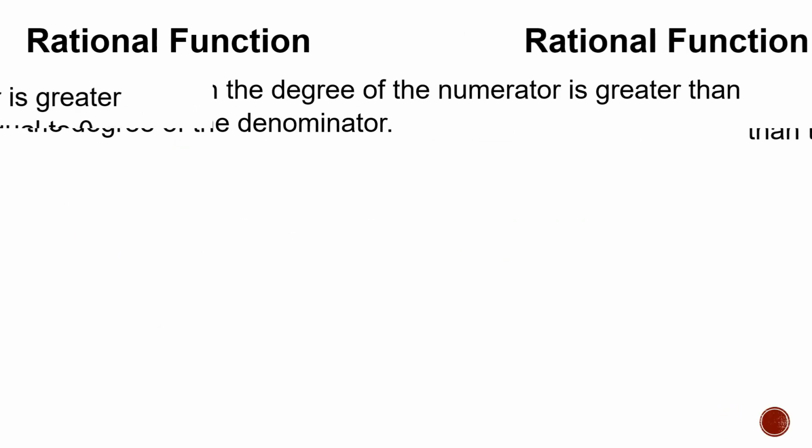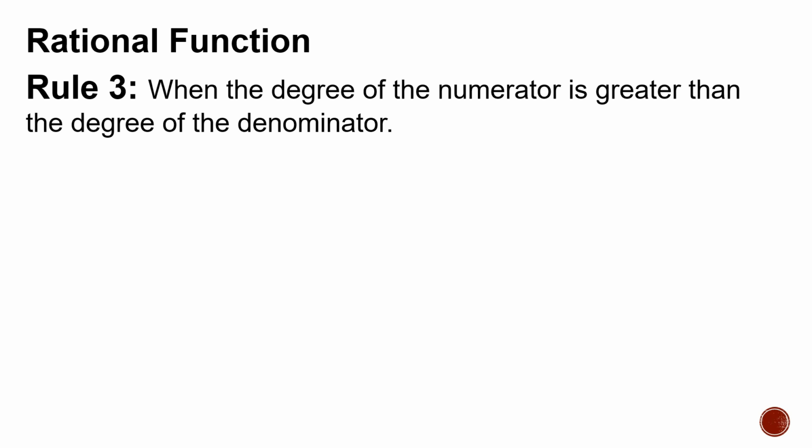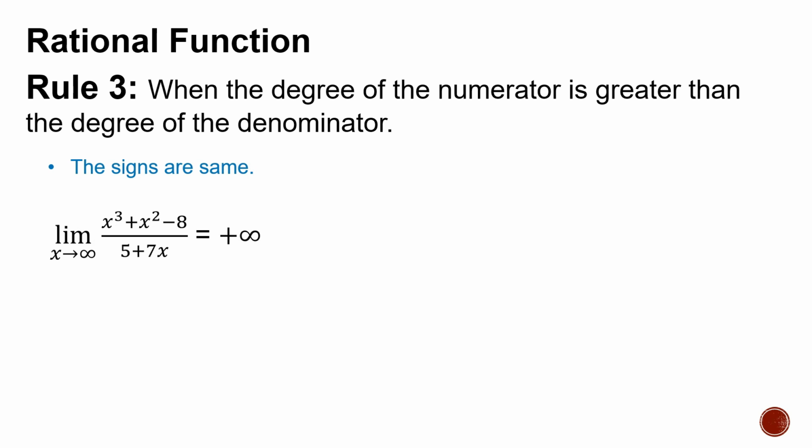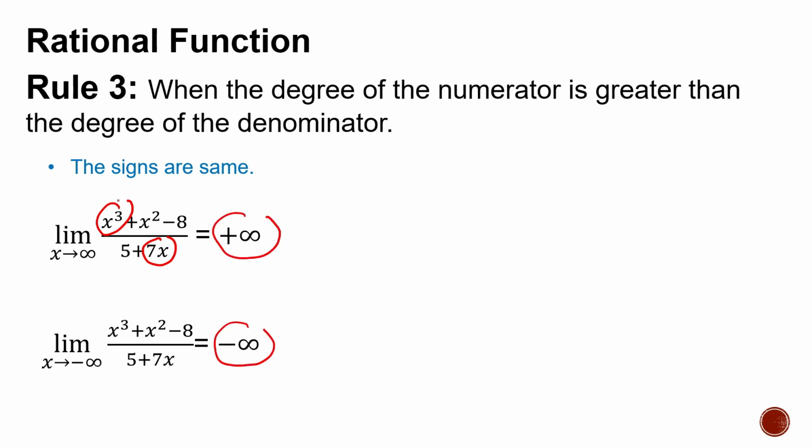Now, for rule number 3, there are different variations. But here, the first condition is when the degree of the numerator is greater than the degree in the denominator. So this time, the degree on top is greater than the degree in the denominator. If the signs are the same, the limit is approaching positive infinity. Okay? For example, here again, that's x raised to 3, that's the degree there. This is 7x, 3 is greater than 1. The answer will be positive infinity. Now, the limit of that as x approaches negative infinity, the answer will be negative infinity. That is if the signs are the same.